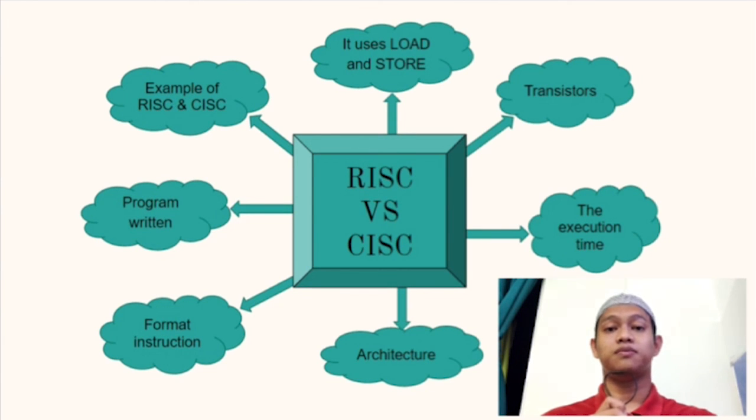Lastly, examples of RISC are ARM, PA-RISC, Power Architecture, Alpha, AVR, ARC, and SPARC. And for CISC, examples are VAX, the Motorola 68000 family, System 360, AMD, and the Intel 8086 CPUs.